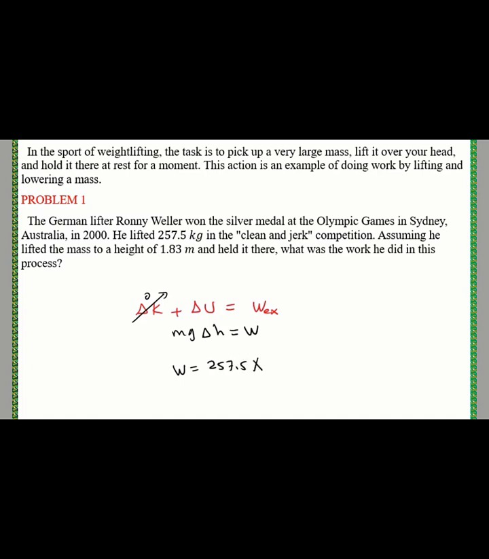257.5 times g, 9.8, times h, 1.83. Delta H equals H final minus H initial. It is initially at the ground, so H initial is 0 because it's at the ground level. So delta H is equal to 1.83. That's it.